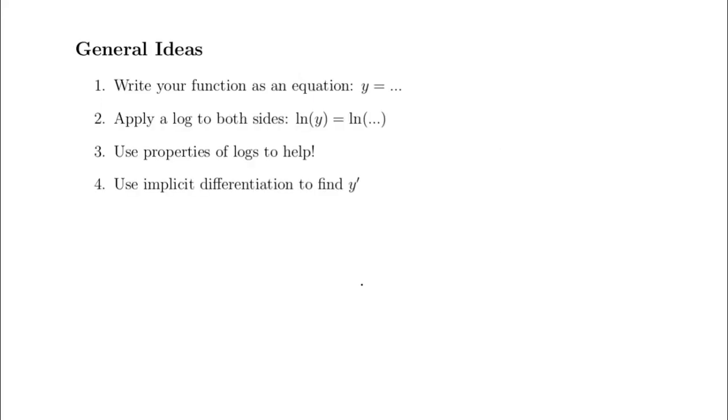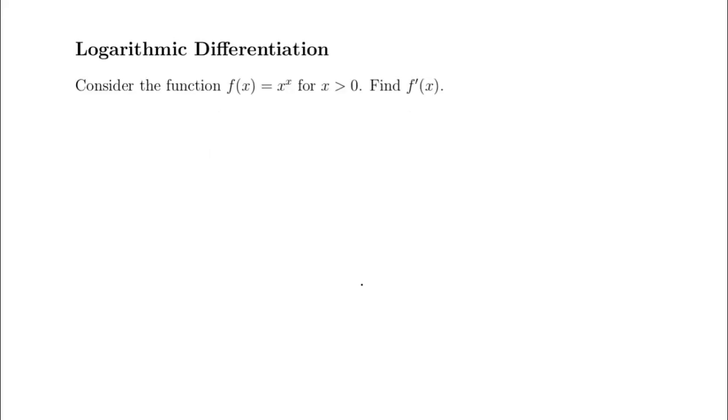So here's the general idea. We're going to have some function that's going to be really, really weird. It's going to be difficult. We're not going to know how to differentiate it. We can write it as just an equation, y equals whatever that function is. And then if we apply a log to both sides, we'll use properties of logs to help clean up the right side of that equation, and then we can use implicit differentiation to find y prime. This is going to be a pretty great little process for us. So let's take a look at some of my favorite examples here.